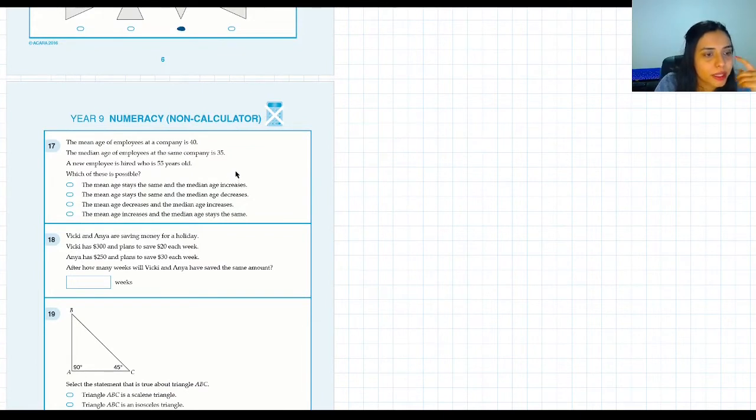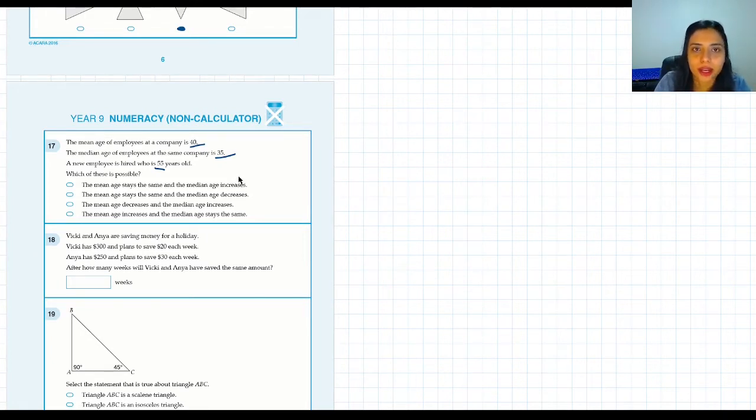Question 17. The mean age of employees at a company is 40. The median age of employees at the same company is 35. A new employee is hired who is 55 years old. Which of these is possible? The mean age stays the same and the median age increases. Well, if the new employee hired is 55 years old, which is a lot higher than the mean age, it's going to push the mean age of the employees up, because the mean age is made up of adding up all the ages and dividing by how many people there are.